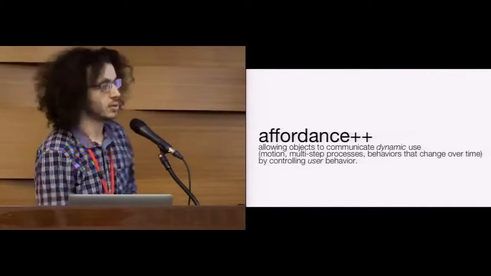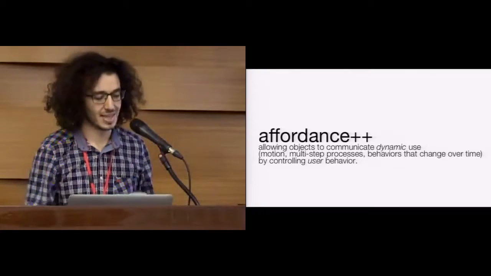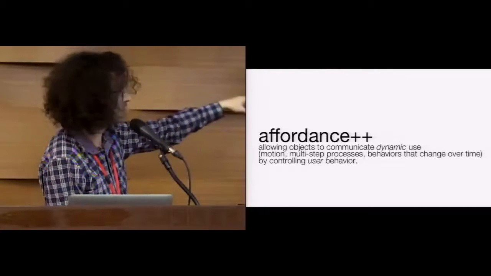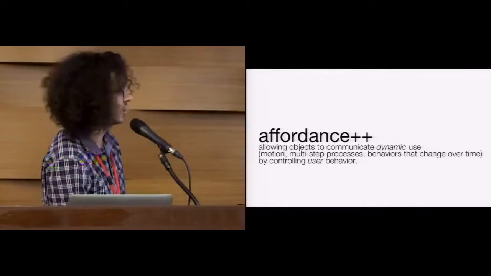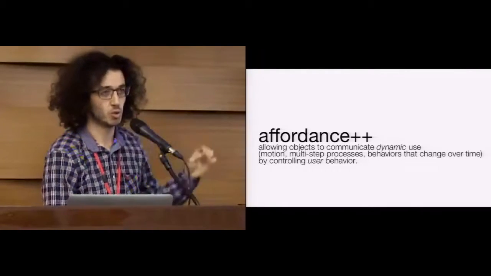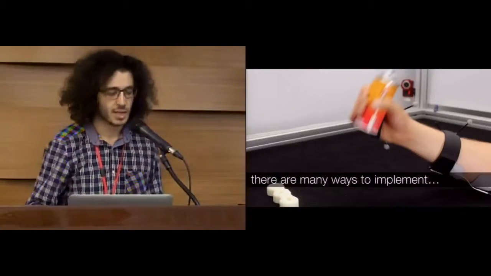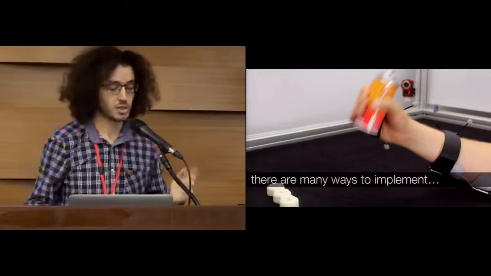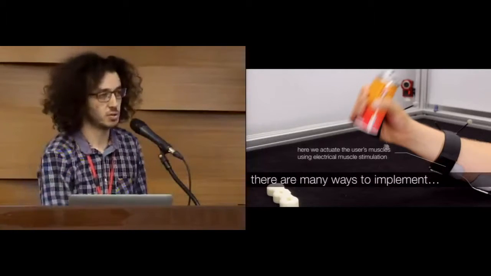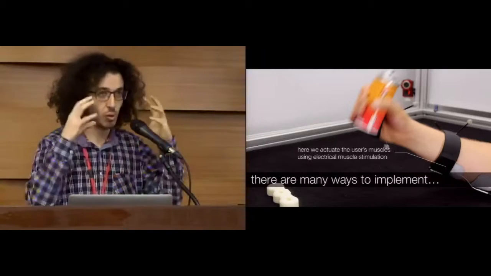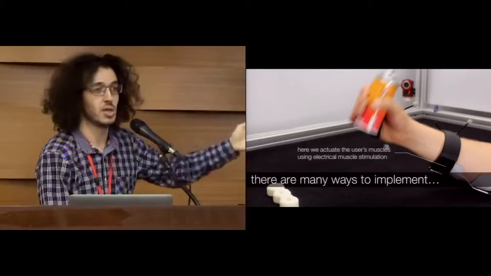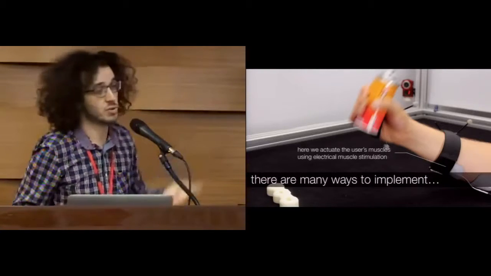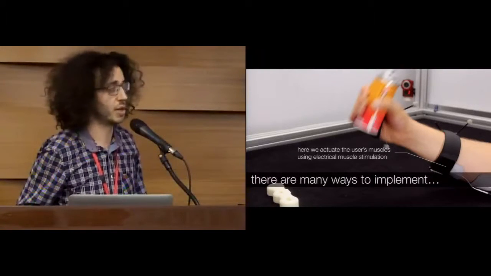All right, so the key concept behind Affordance++ is allowing objects to communicate dynamic cues, and we're going to talk about three things mainly: motion, multi-step processes, and behaviors that change over time. And we do so by controlling user behavior. Now, of course, there are many ways to conceptually implement what we're talking about here, but we particularly chose one, which is to actuate the user's muscles using electrical stimulation. But the core of Affordance++ is that you could do this with sensors and actuators on the user. We particularly chose actuators that are electrodes because they allow for a really compact wearable form factor.